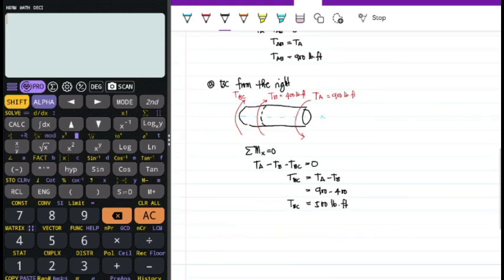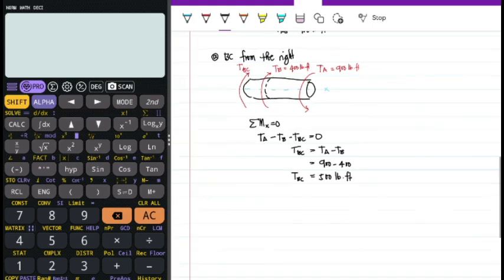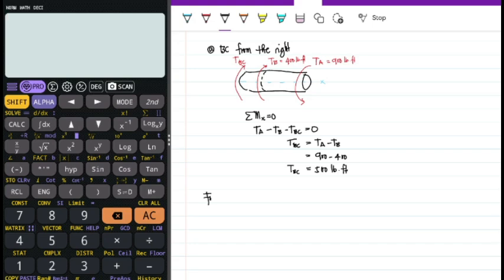So if you do summation of moment equal to 0 following the right hand rule, therefore T sub AB is positive. T sub A is positive, T sub B is negative, and T sub BC is negative. So we substitute: T sub BC is T sub A minus T sub B, that's 900 minus 400. So T sub BC is equal to 500 pound-feet.